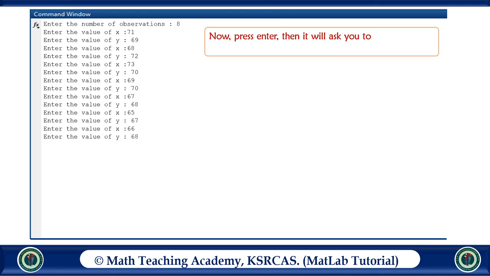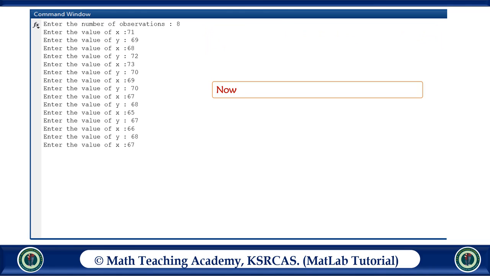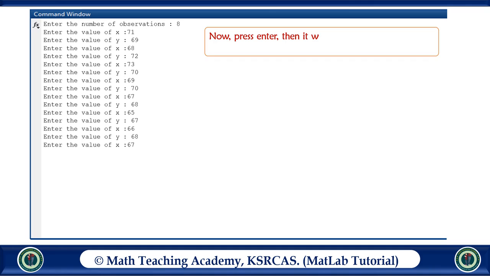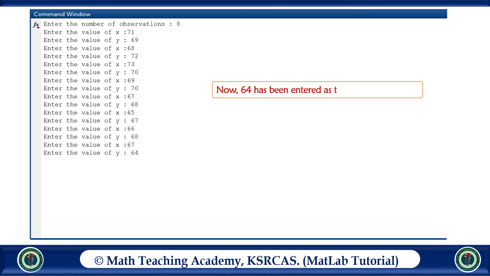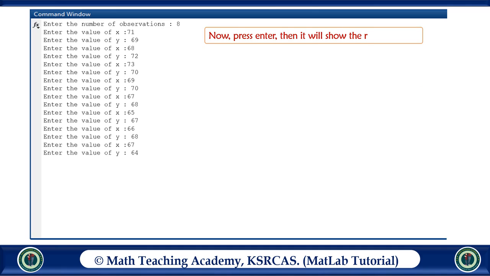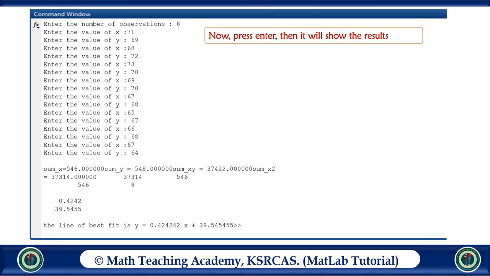Now press enter, then it will ask you to enter the value of x. Now 67 has been entered as the value. Then it will ask you to enter the value of y. Now 64 has been entered as the value. Then press enter, then it will show the results. So this is the result. The line of best fit is y is equal to 0.424242x plus 39.545455. This is the required result.